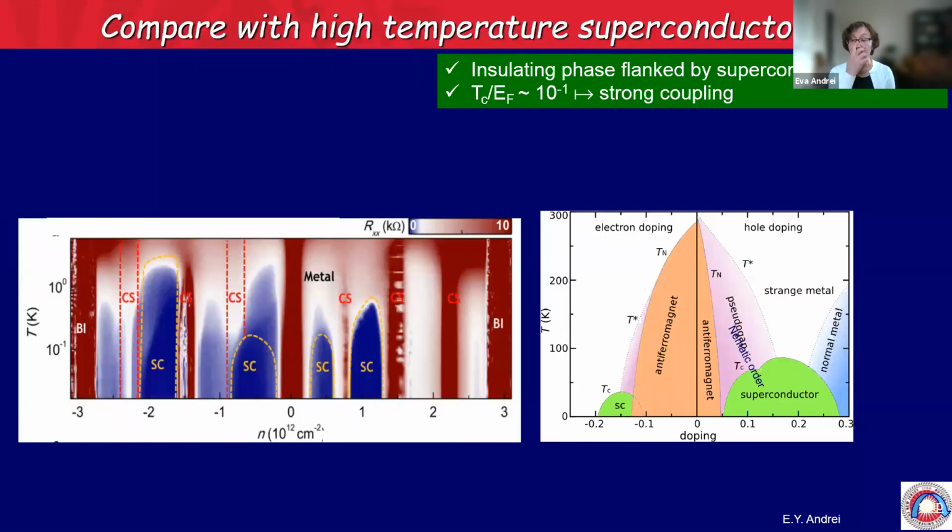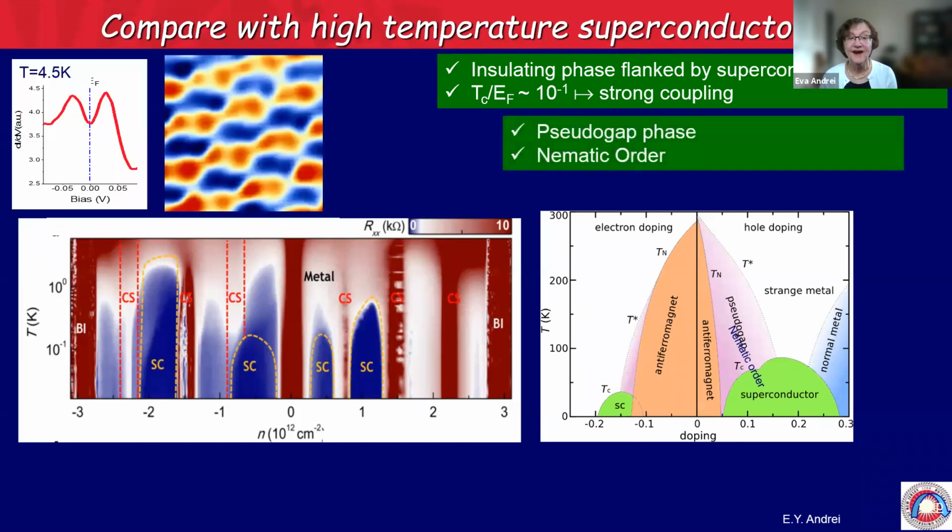So what's the scorecard now? Let's compare high temperature superconductors to magic angle twisted bilayer graphene. We do have a pseudo gap phase, and we have nematic order.